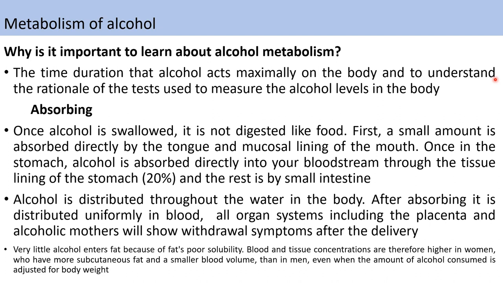Once alcohol is swallowed, it is not digested like food. It is first absorbed through the tongue and mucosal lining as well. When it enters the stomach, 20% of the substance is absorbed and the rest by the small intestine. After the absorption, alcohol is distributed throughout the water in the body. So, it will be distributed in the blood and also in the organ systems.